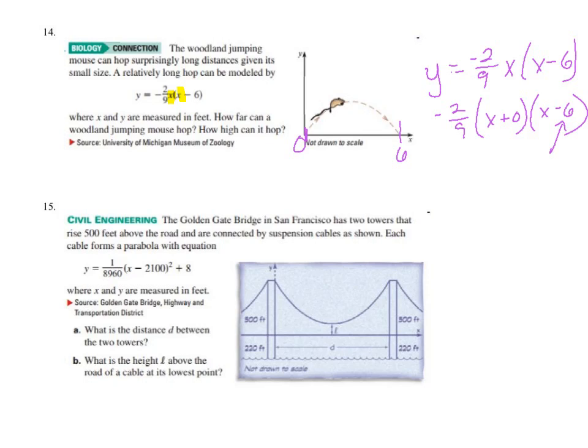The other thing that I can find based off the information I have is where my vertex is going to be, and the vertex is always going to be at the highest point. I know that quadratic functions are symmetrical, so if from 0 to 6 is the whole length, the middle is going to be 3. It's half of 6. Well, I've only found half of my vertex, right? So if the x value is 3, I need to plug that into my equation.